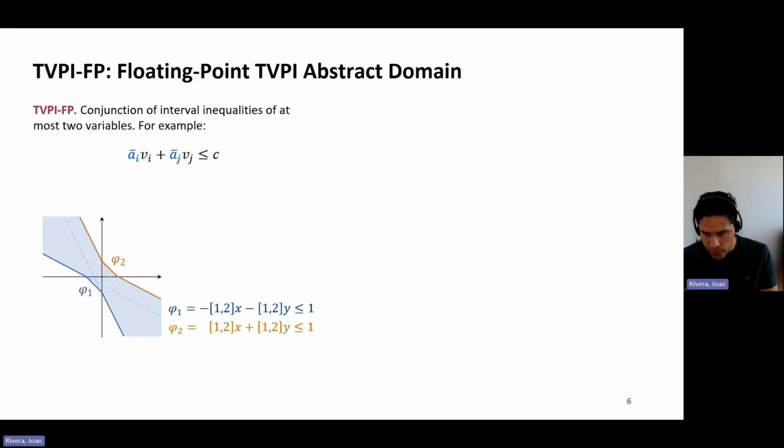So in order to do this, we propose a new abstract domain, that we call TVPI-FP. And TVPI-FP does the same as the TVPI domain, two variables per inequality. However, we allow interval coefficients to occur in these inequalities, in these constraints. And here you can see just an example of how two inequalities would look and the feasibility space that they would show.